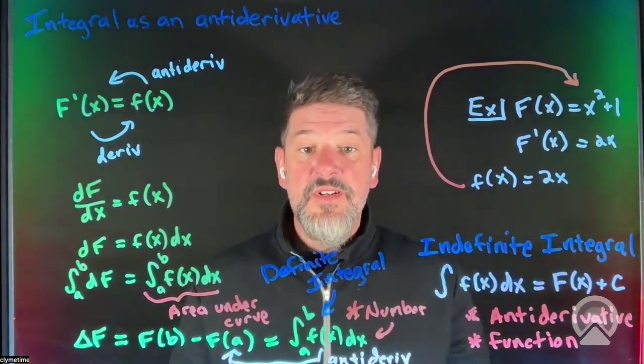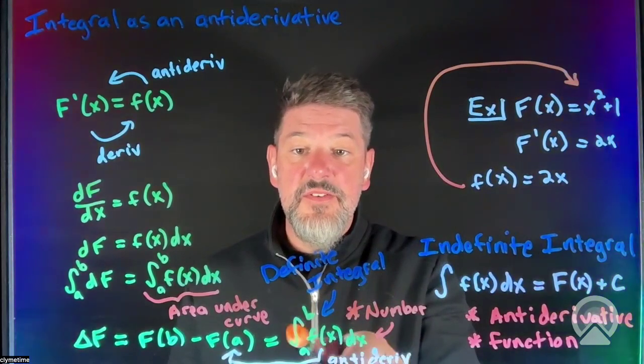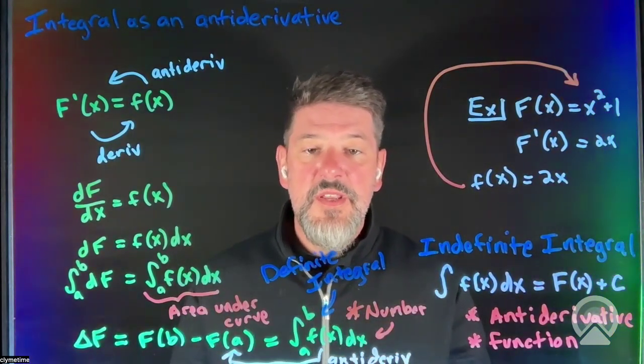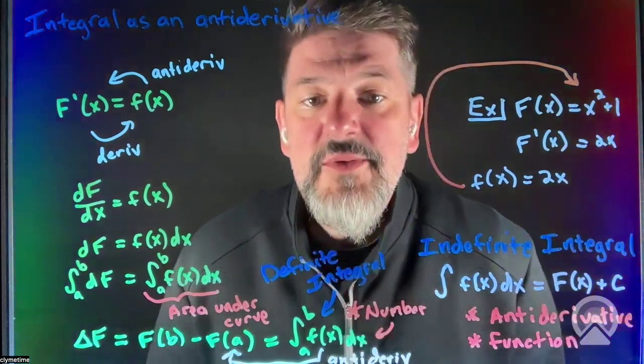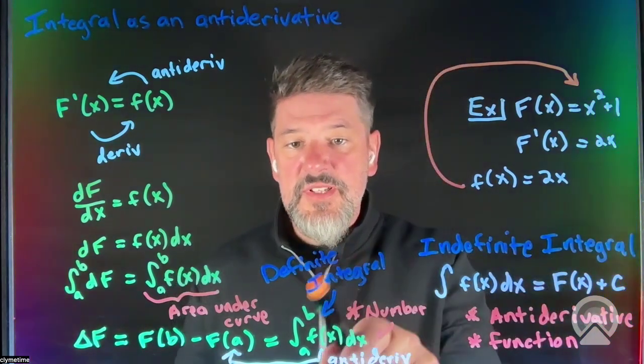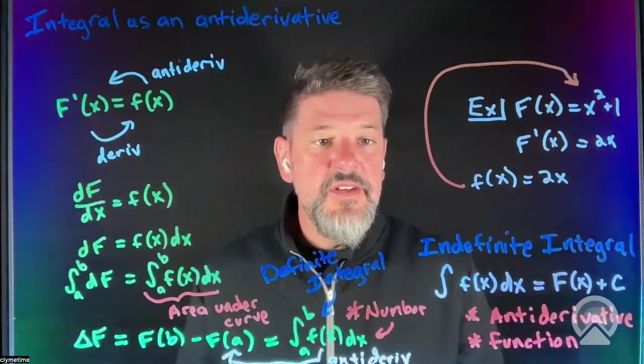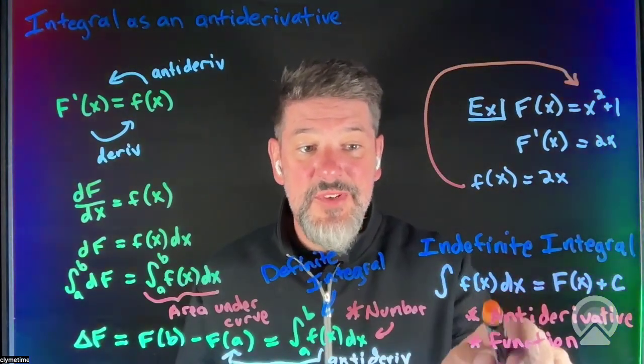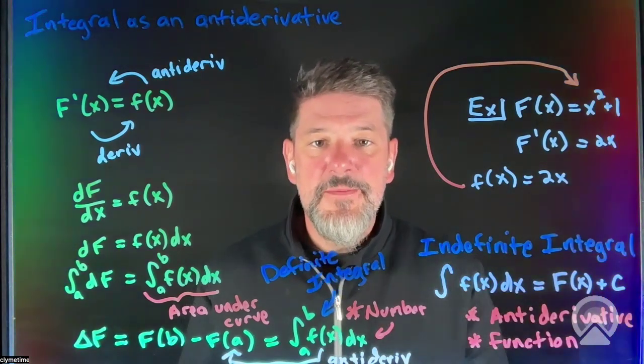Okay, so if you do it this way, your answer will be a number, and you can find that number, again, by finding the area underneath the curve, or by taking the antiderivative and subtracting your two endpoints, your two bounds, your b and your a, and that's for a definite integral. And for an indefinite integral, you find the antiderivative, and your answer will always be a function.